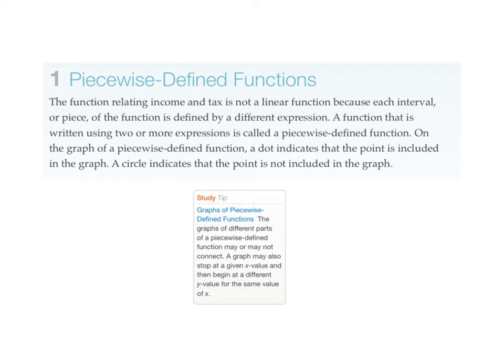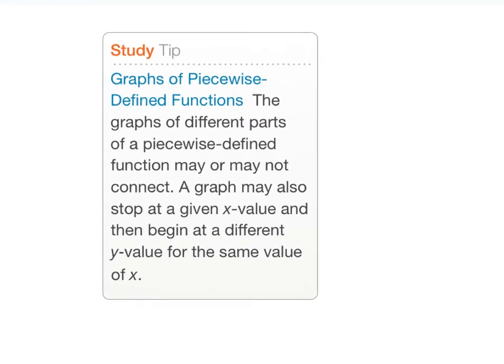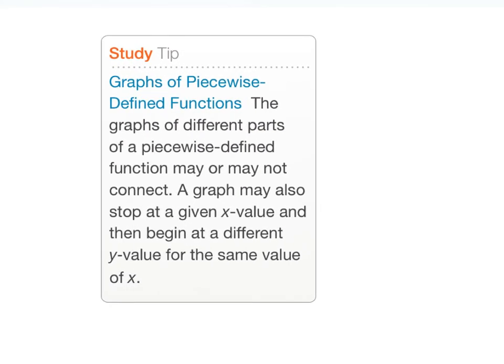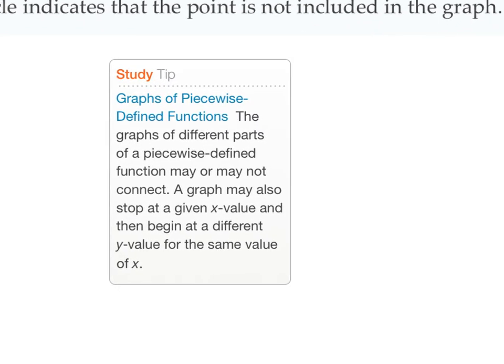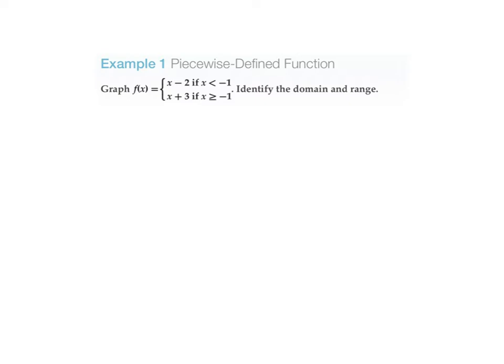We can skip this whole first part and just focus on this little study tip. So graphs of piecewise defined functions. The graphs of different parts of a piecewise defined function may or may not connect. A graph may also stop at a given x value and then begin at a different y value for the same value of x. So just a little note here saying that our graph is broken up into pieces, and not all of the time are those pieces going to connect to each other. So this brings us to our first example.